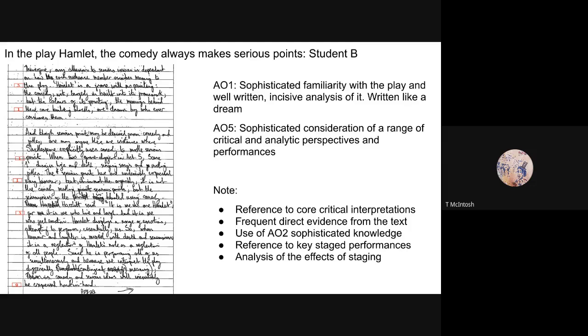And those serious points may be derived from comedy and jokes. One may argue there are instances where Shakespeare explicitly uses comedy to make serious points. When two gravediggers in Act 5, Scene 1 discuss life and death, singing songs and making jokes, the serious points here are undeniably expressed using humor, but arguably it's not the comedy making serious points, but the seriousness of the point is blunted by using comedy. Hazlitt said, "It is we who are Hamlet. It is we who live and laugh, and it is we who feel emotions." Hamlet displays a range of emotions, attempting to perform essentially us. So when humor and laughter is mixed with death and seriousness, it's a reflection of Hamlet's role as a reflection of all people.